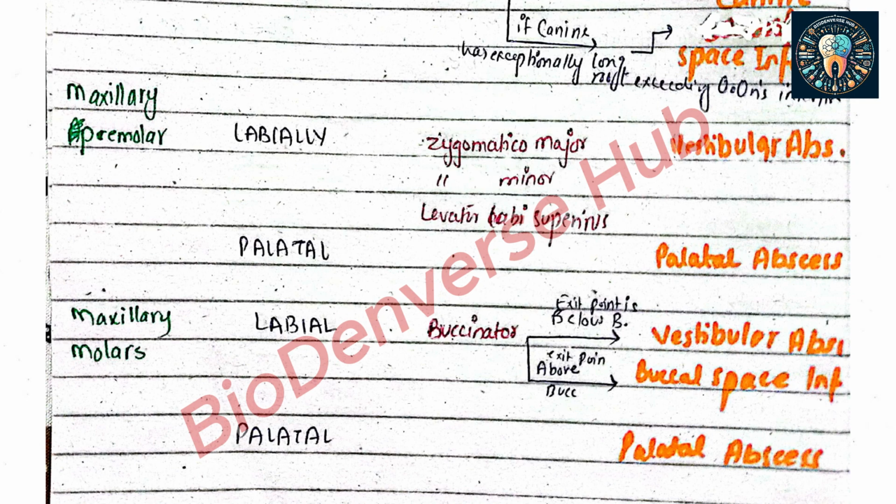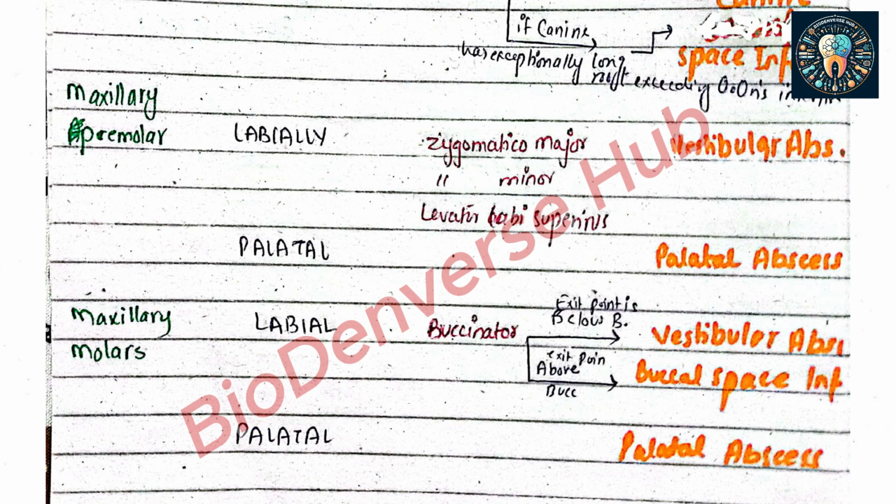After that, we have the maxillary molars. In the maxillary molars, again we have two possibilities: either the exit will be through the labial cortical plate, in which case the infected root will be nearer to the labial cortical plate. The muscle attachment present there is the buccinator muscle. Again, two possibilities. If the infected root apex is below the attachment of the buccinator muscle, a vestibular abscess will result, meaning the infection will be contained in the vestibular region.